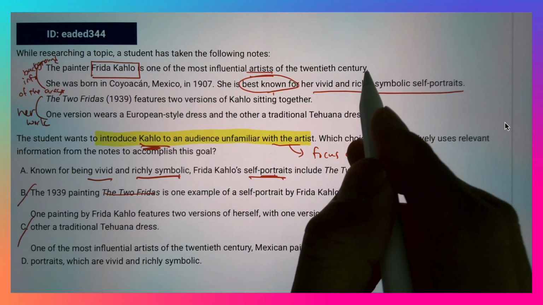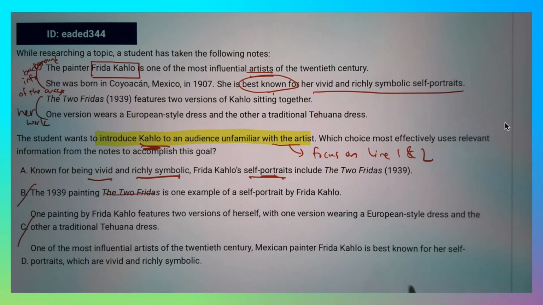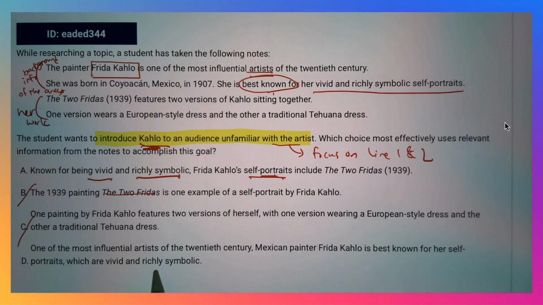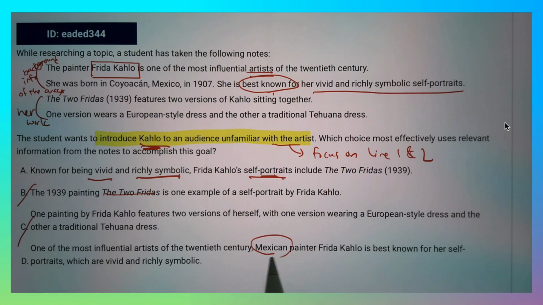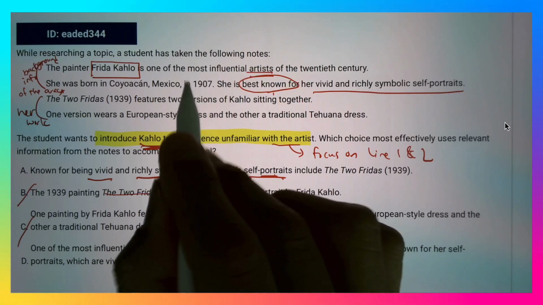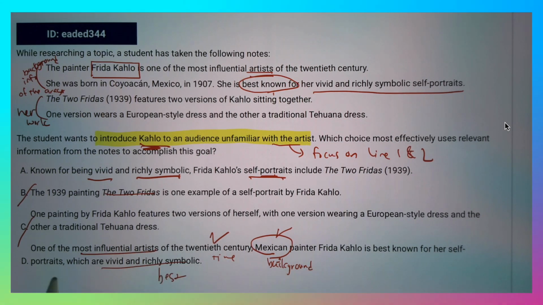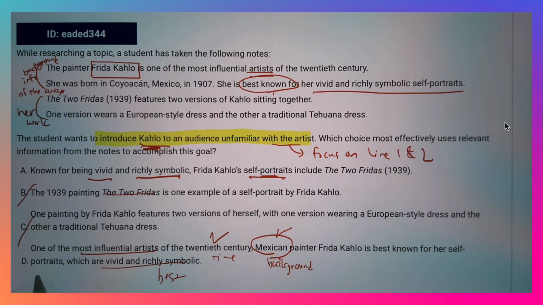Choice D: One of the most influential artists of the 20th century. Okay, so that's part of line 1 here. Mexican painter Frida Kahlo is best known for her self-portraits, which are vivid and richly symbolic. So we mentioned her background, that she's from Mexico. And the 20th century is part of this, the 1907 time, her background, or her ethnicity, and what she's best known for, how she's famous. It has all the stuff you need to introduce who she is. Therefore, the correct answer is D.